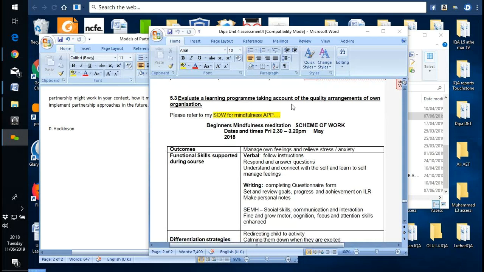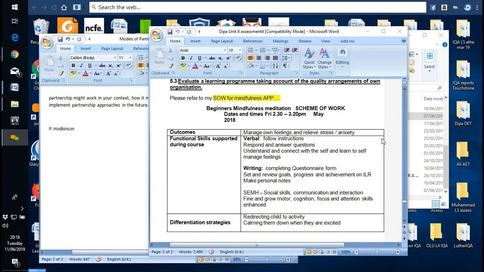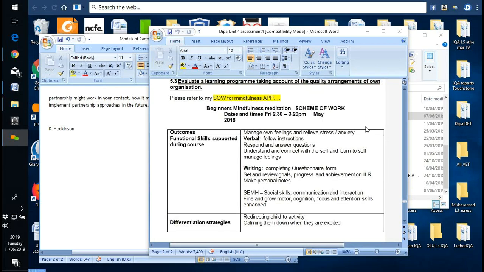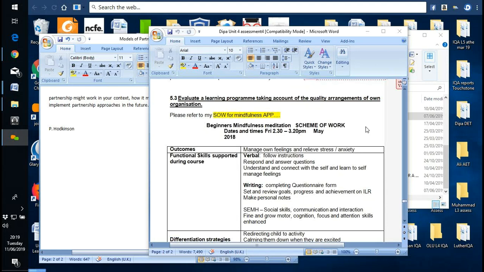It says evaluate a learning program taking into account the quality arrangements of your own organisation. So you look at a learning program, or even part of a learning program, and make an evaluation of how that works within the quality arrangements of the organisation. Yeah. So with the learning program, because I've just recently started a new learning program, I could be talking about that then, couldn't I? Yeah, exactly. If you're starting a new learning program, that works.